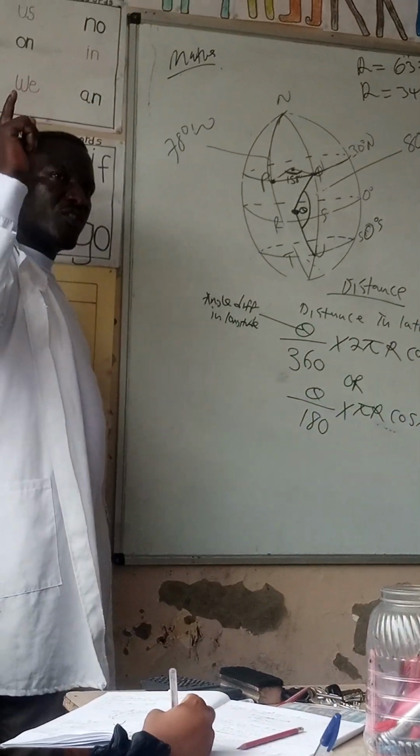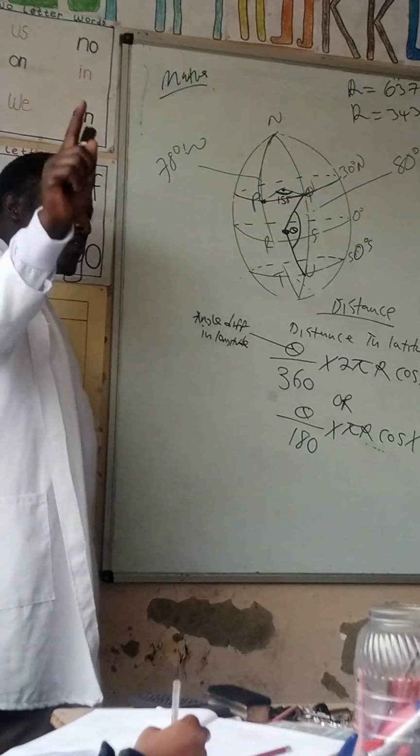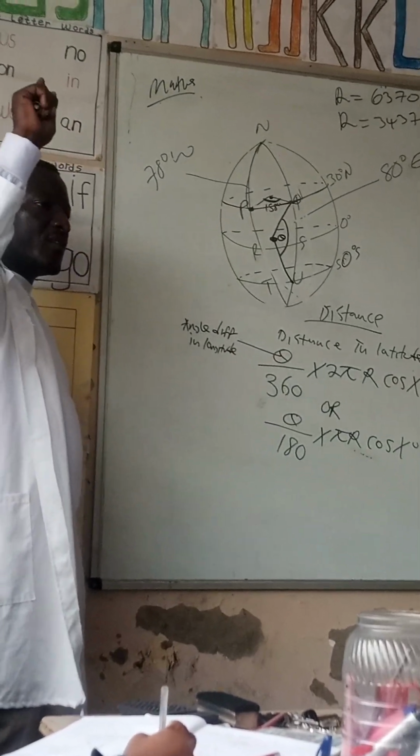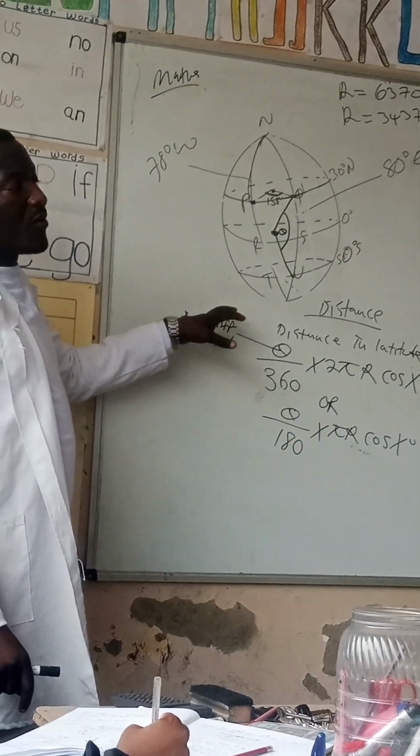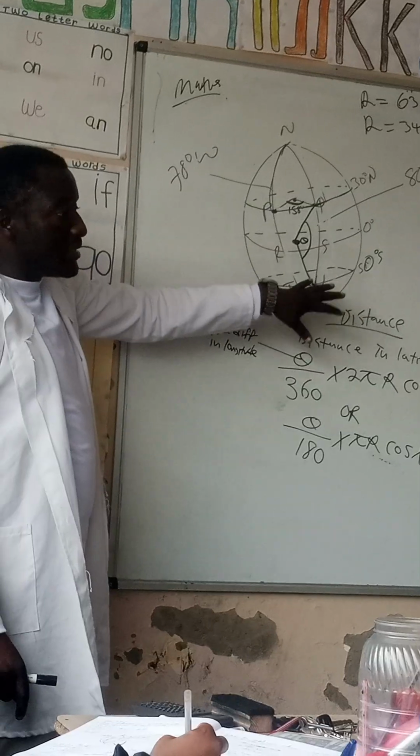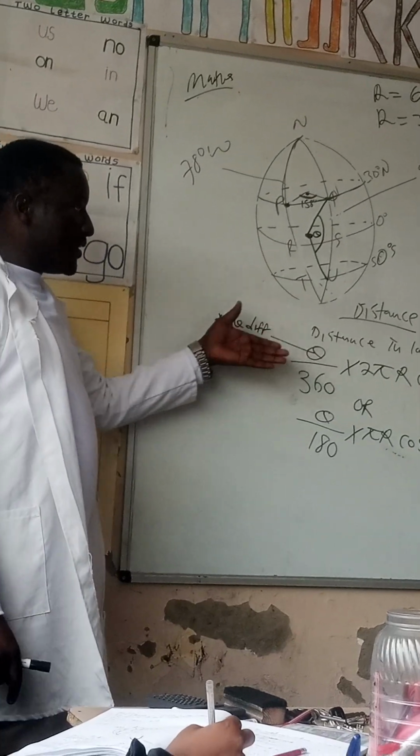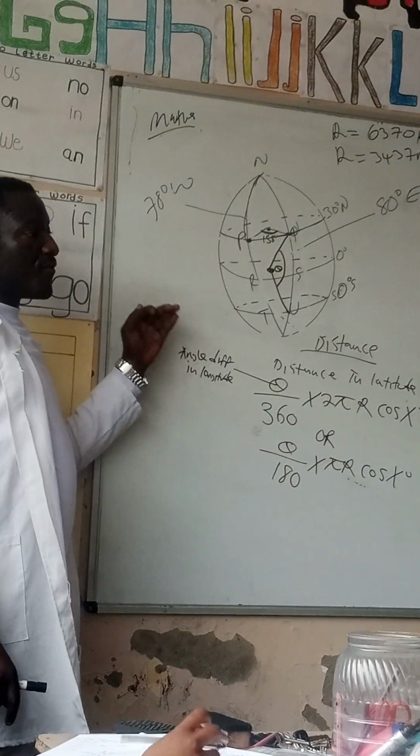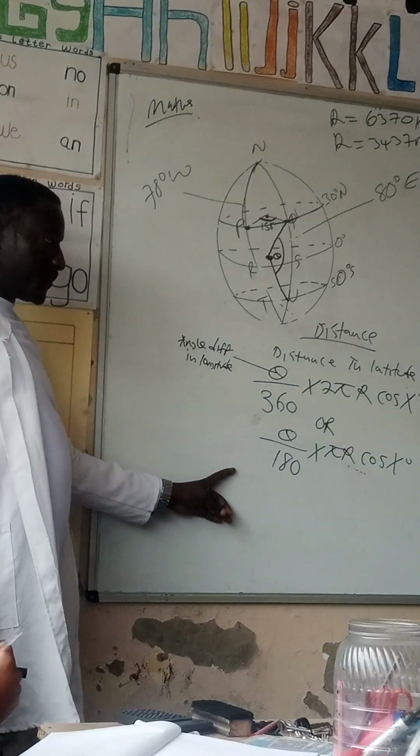If you didn't watch geometry part 1, go back to the video for geometry part 1, then geometry part 2, and watch. Because this is part 3, where we're looking at how to find distance. There is distance in latitude. This is a formula for the distance in latitude. You can use this one or this one.